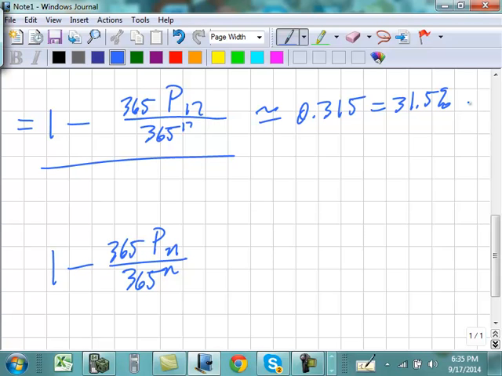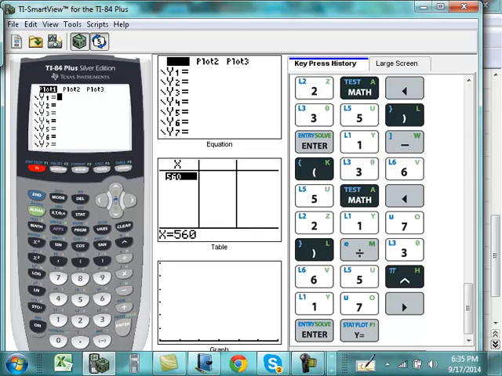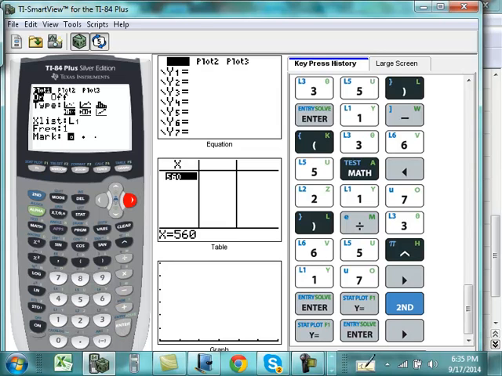Now, let me go ahead and take this further. We've got a few more minutes left in class. Go on your graphing calculator and go into your equation editor. Do you see your y equals menu here? Go ahead and, by the way, go into your stats plot and turn off your first stats plot if you've got it on.